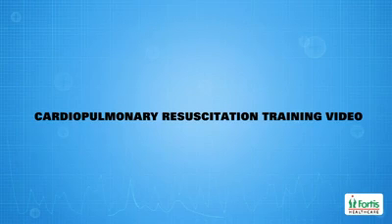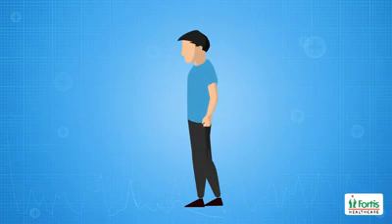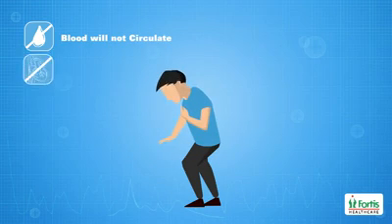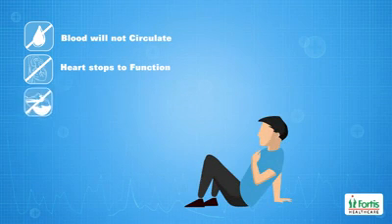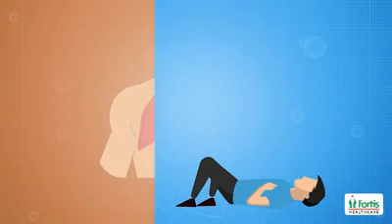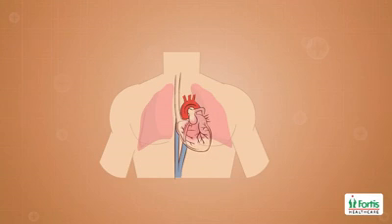Cardiopulmonary resuscitation training video. When a person suffers cardiac arrest, the blood will not circulate and the heart stops to function. They stop breathing and lose consciousness. Without oxygen being passed from the lungs to the bloodstream and then pumped around the body by the heart, the person will suffer irreparable brain and other vital organ damage and will die within minutes.